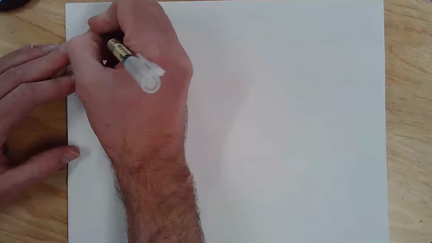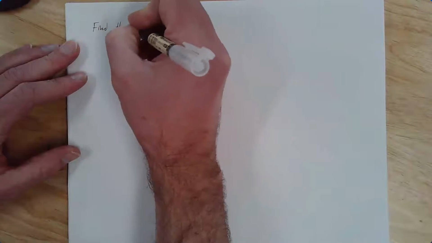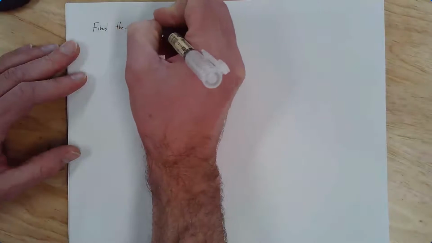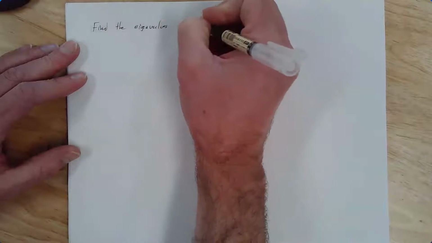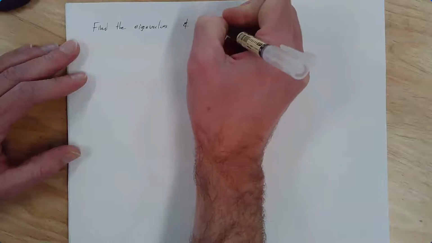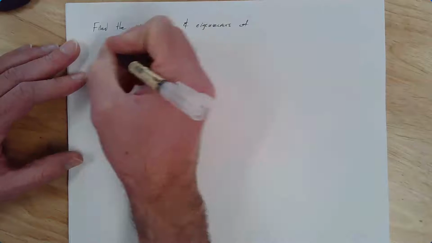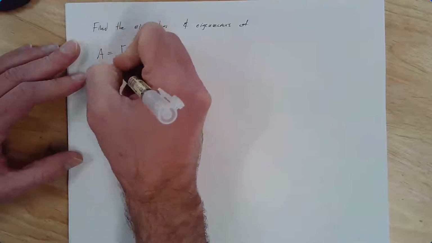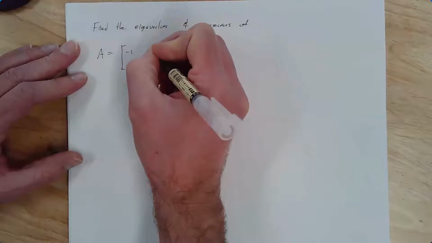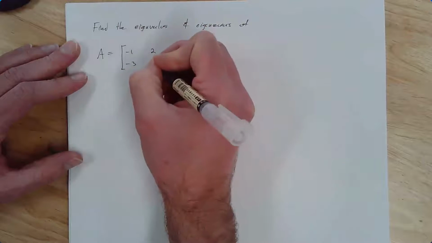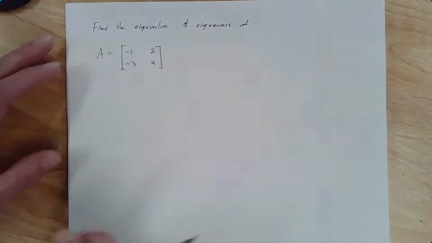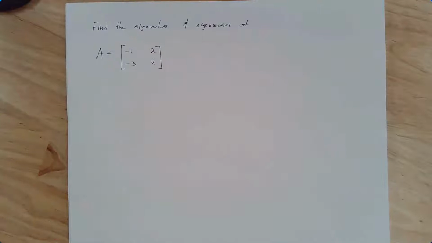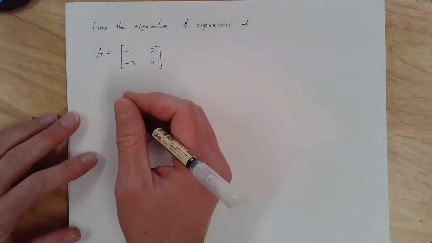So let's look at this example. Let's find the eigenvalues and eigenvectors of A equal to [-1, 2; -3, 4]. I know it's been a while. This is definitely a process you're going to want to be able to get good at because you're going to do it a lot over the next 3 weeks.